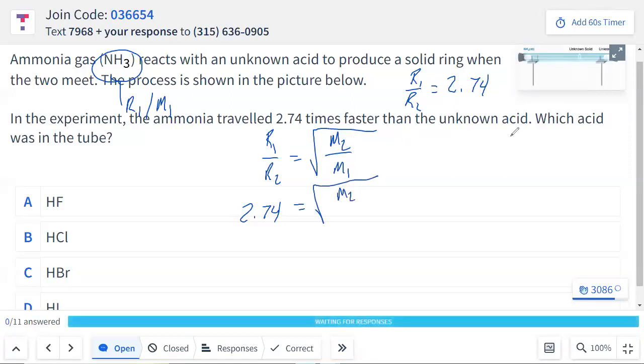Don't know what M2 is. That's what I'm trying to figure out. M1 is going to be the molar mass of ammonia. Ammonia: 14.01 for the nitrogen, and 1.01 for each hydrogen times 3, because there are 3 of them, 17.04 grams per mole.